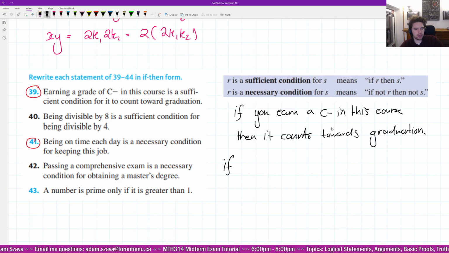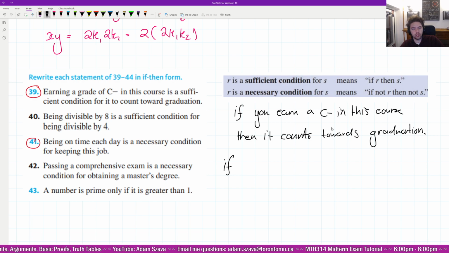Right? It's kind of the same thing, but it doesn't really matter how you say it. That's not how I would write it, to be honest. But anyways, let's just match this because this is what you're going to have on the formula sheet. So R is a necessary condition for S. Being on time is necessary to keep the job.